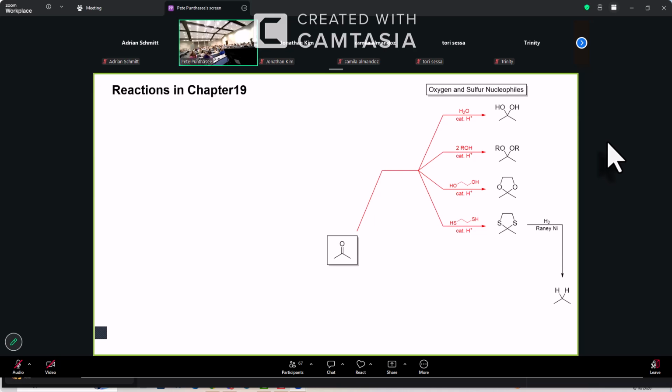That's why I put them in the same group. These are in the same group. See that? Treat them the same way.